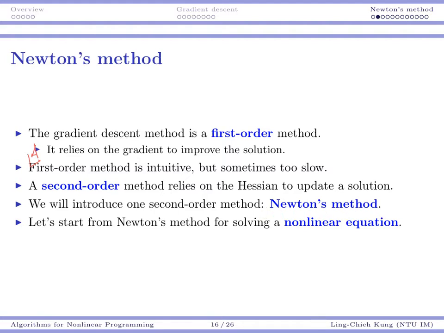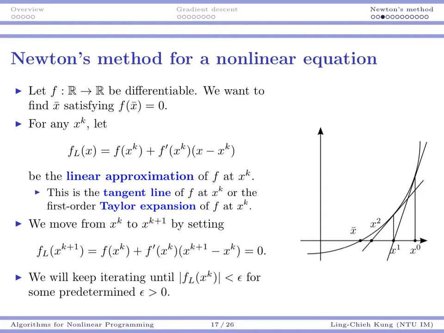Before we introduce Newton's method for optimization, let's start from Newton's method for solving a nonlinear equation, which may be familiar for some of you. Maybe you have learned that in high school or some other courses. Suppose I give you a function f, and I want you to find its root. So I want to find x bar such that f of x bar is 0. To make things intuitive, let's assume f is from R to R, so from R1 to R1.